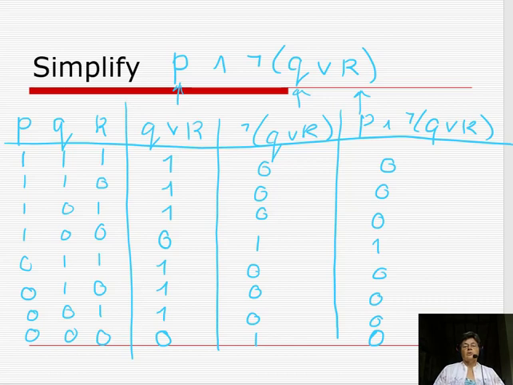So the result of this complex compound statement is that it's only true when P is true and the other ones are false. But it means that there are zeros and ones in the last column, so it's not a contradiction and it's not a tautology. So it's neither of the two.